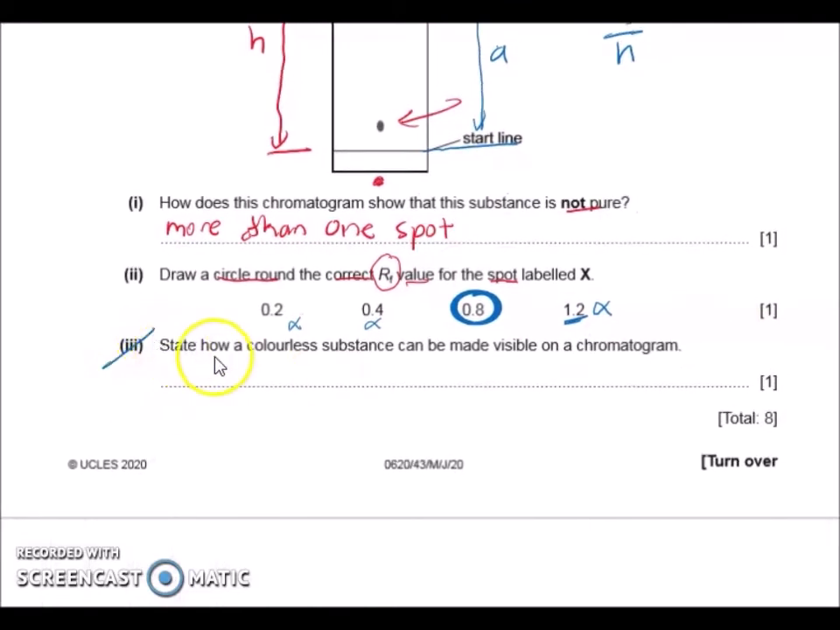Now look at the last question here. State how a colorless substance can be made visible on a chromatogram. For this one we can use a locating agent. So this is your 1 mark. The total for question 4 is 8 marks.